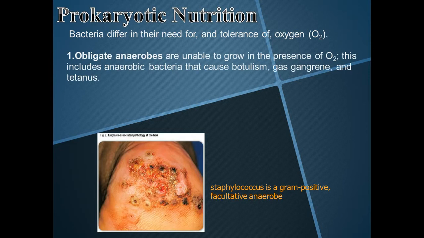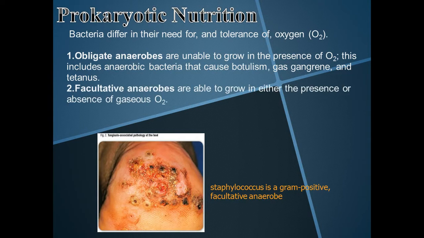The first type of category is the obligate anaerobe. These are unable to grow in the presence of oxygen. This includes anaerobic bacteria that cause botulism, gangrene, and tetanus. And as you can see down here. And then facultative anaerobes are able to grow in either the presence or absence of gaseous oxygen, like you see in this photo.